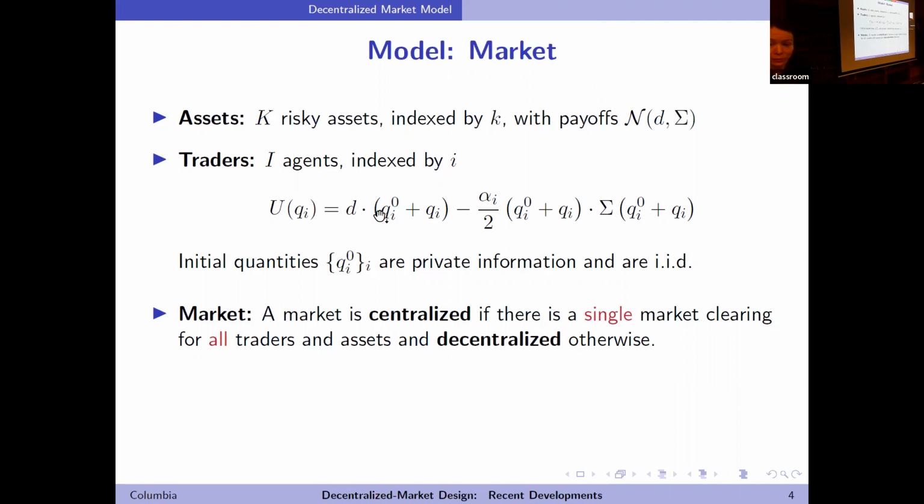Traders derive utility from their post-trade allocation, which is the sum of their initial endowments, q_i0, and trade, q_i. These endowments are private information. Let's assume that they are independent, private, across traders and assets. So fundamentally, the gains from trade come from the desire to diversify and share risk, right? These endowments are heterogeneous, and so can be risk preferences, alpha_i. So that's completely standard. The only assumption of the centralized market model we intend to relax is that trading is centralized.